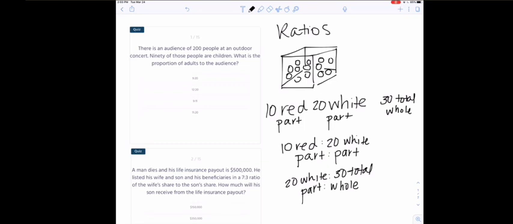The important thing to remember here is that if there's 10 red and 20 white, if I want to get the whole, I just add them. 10 plus 20, and that gives me the whole. That gives me the total. Now this is super important. Ratios are not just the actual part compared to the actual part. No, they're actually the most simplified form.